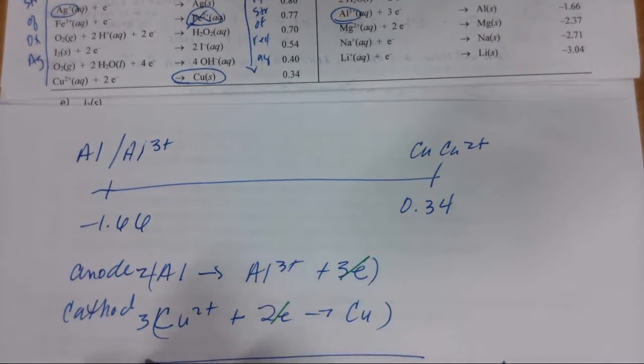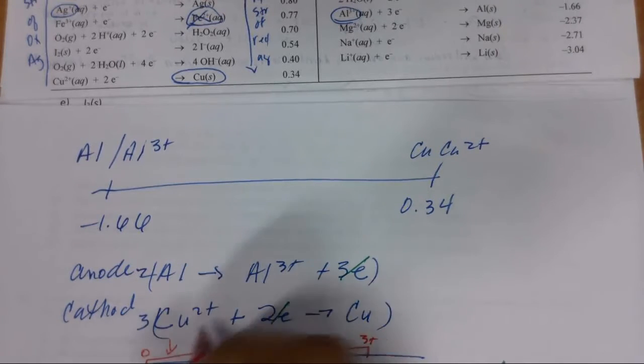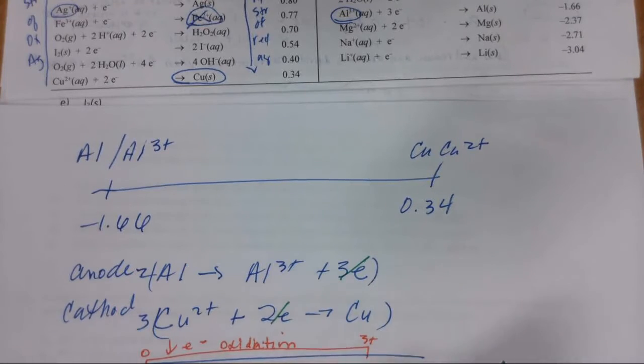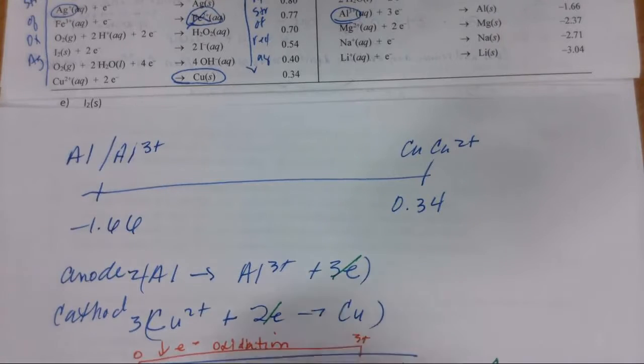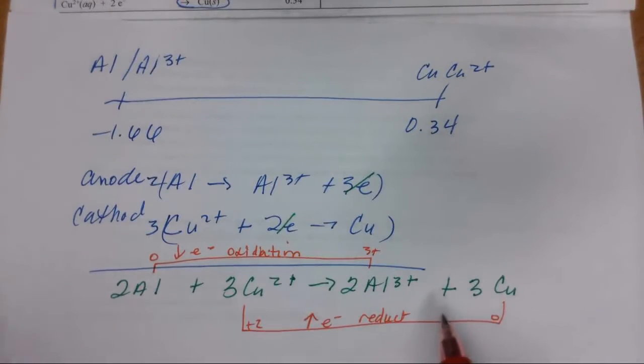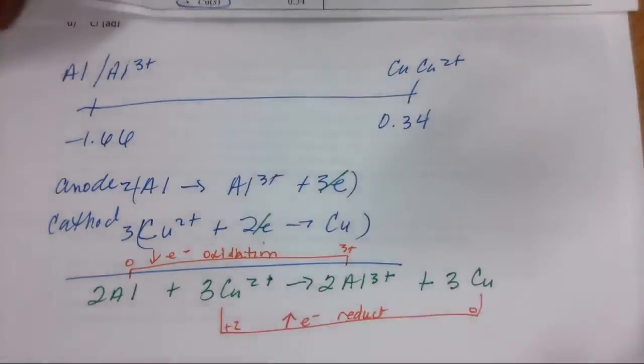Okay, so when I look at this, what do I have? If I go from solid aluminum, so here I'm going from 0 to a 3 plus, so that's a decrease in electrons. And what happens when I lose electrons? I have oxidation going on. Okay, then I go from copper 2 plus to solid copper, so here I've got plus 2 to 0, so I've got an increase in electrons, right? So I have reduction. So what does that mean? That means that copper is oxidizing aluminum, and that's what our table tells us, right?